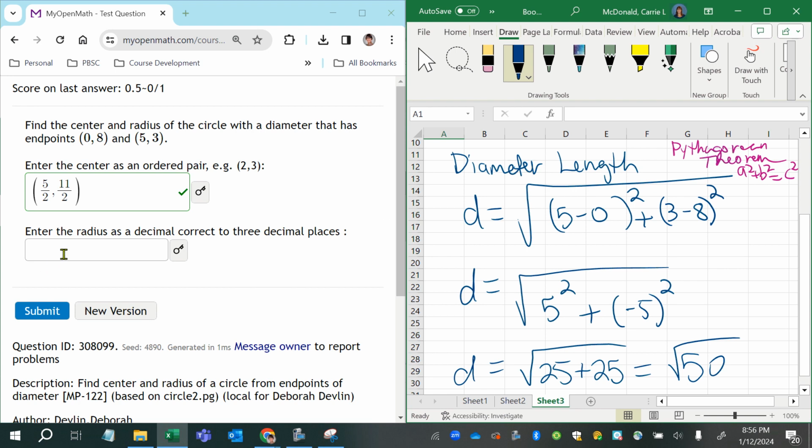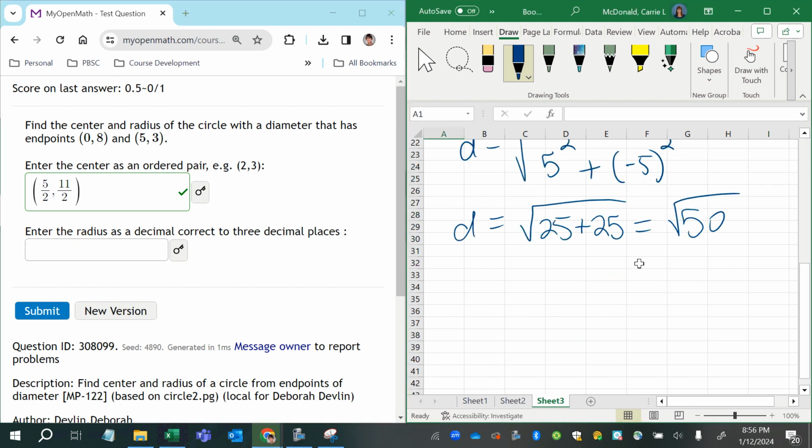And we are supposed to give it corrected to 3 decimal places. So I'm not going to mess around with trying to simplify the radical or anything like that. I'm just going to write in my calculator the square root of 50. I know you're not using Excel, you're using a scientific calculator, but I'm showing it here in Excel because it's convenient for me to do that. And there is my answer. It says to round to 3 decimal places.